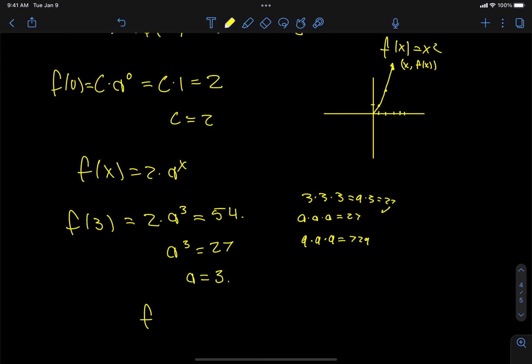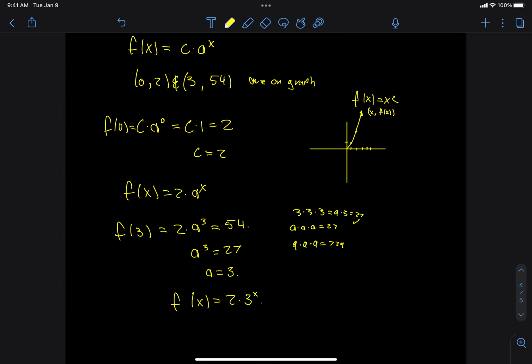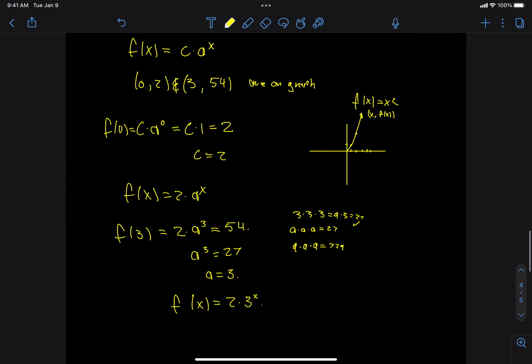So now, altogether, the function will be what? 2 times 3 to the x. Yes? Okay, so why do I say this is an easy one? This is an easy one because, well, it's not necessarily because it's easy. It's just easy in comparison to the next one we're going to do, which will be harder.